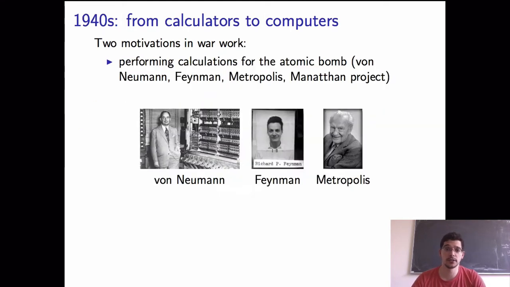Now, the second motivation for war work had to do with the atomic bomb. So in the Manhattan Project, which took place at Los Alamos in the desert in the US, working on the project were Richard Feynman and Metropolis, and many other scientists. Richard Feynman is probably one of the most well-known of those people, future Nobel Prize winner in physics, a very interesting character. He wrote a lot of books, and among them his biography, Surely You're Joking, Mr. Feynman, a very good read.